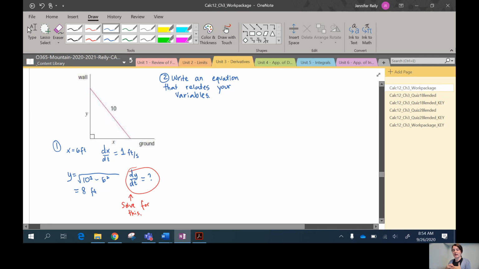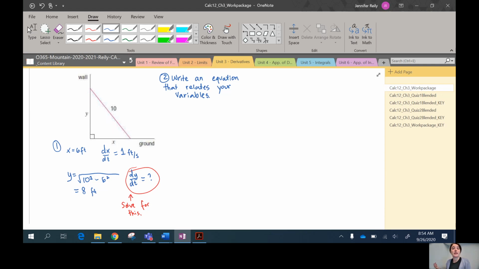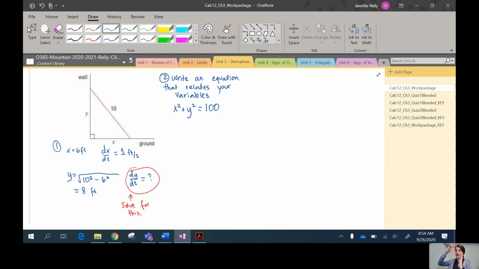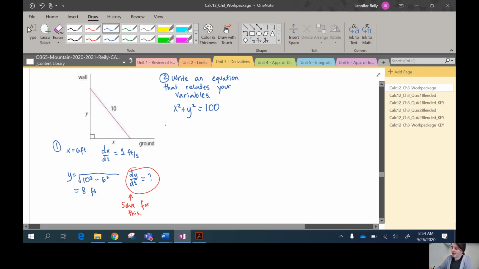Okay, so we want to write an equation that relates the two variables x and y. We've got a right triangle here, and so one equation that I can think of that relates the two variables together is the Pythagorean theorem, right? So x squared plus y squared is always 10 squared, or 100. That's going to be true no matter where the ladder is or how far it's fallen down. x squared plus y squared is always going to equal 100. Okay, so that's step 2, write an equation.